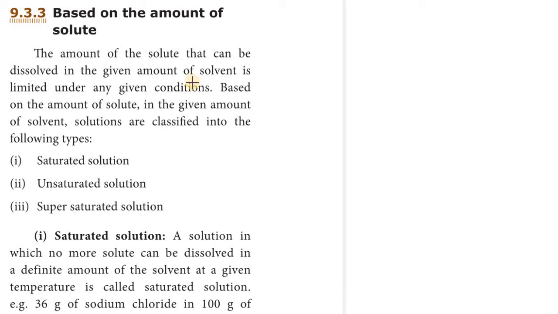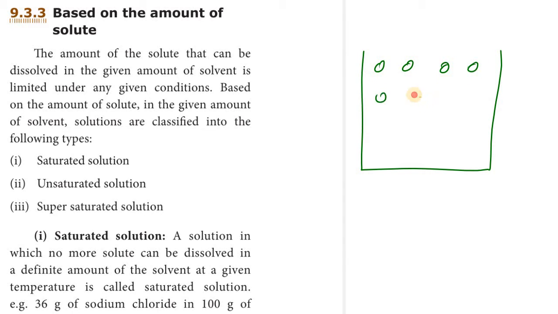You see, the amount of solute that can be dissolved in a given amount of solvent is limited under any conditions. Why does this happen? Just think about it. Suppose these are solvent molecules, okay? So what's the problem? The solute molecules do have fixed space. They are basically entering the gaps. Now once all the gaps are filled up, then the solute cannot enter.